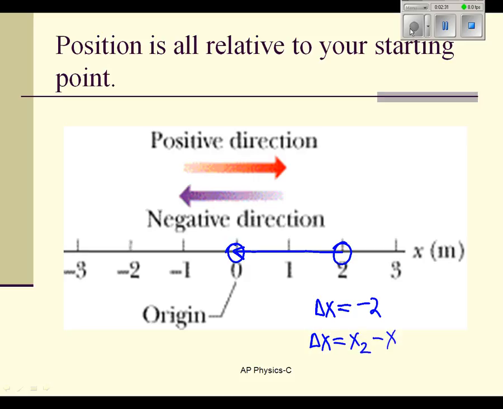minus our x1. Because remember, when you do delta x, it's always the final position minus the initial position. x2 minus x1 is just 0 minus 2. And so that's how we end up with -2 meters. And that negative sign stands for the direction that we're traveling. If it was reversed, it would have been positive 2 meters. And that positive would have been the direction we were traveling. That's how we call it displacement.